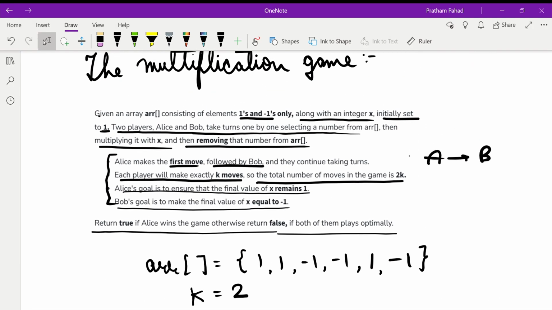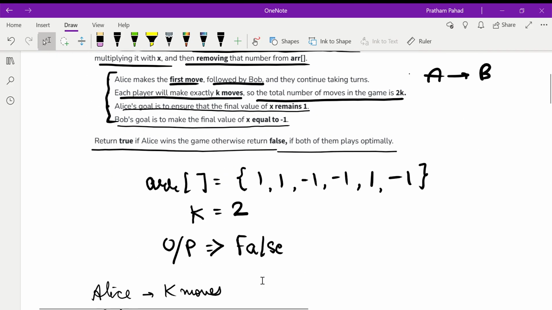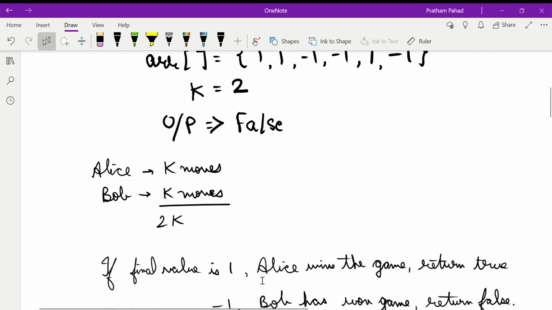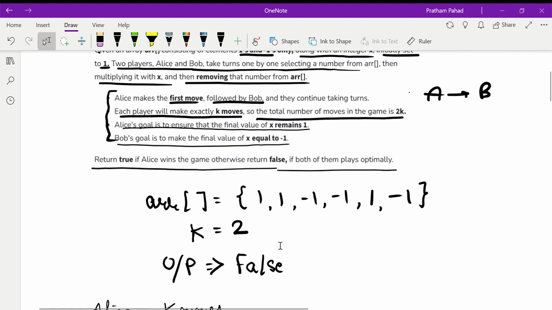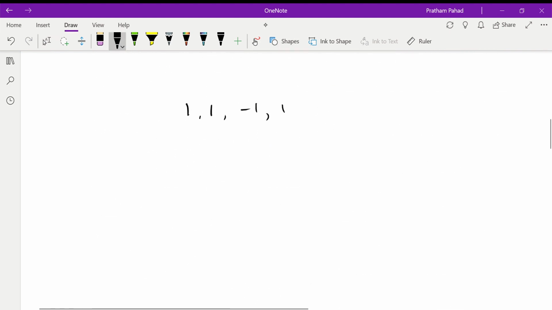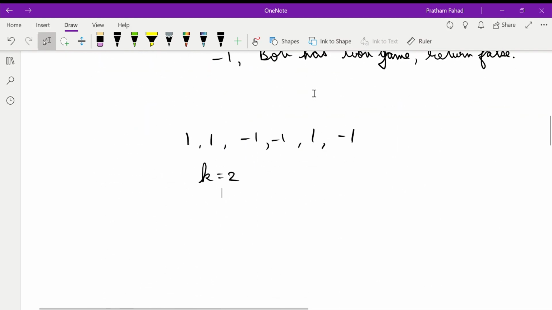Okay. So Bob will try to make the value as negative as possible, and Alice will try to make the value as positive as possible. We want to return a boolean value, either true or false. Okay. So let's see the example. 1 1 -1 -1 1, 1 1 -1 1, -1 -1 1 and -1, and our k is 2, I guess. K given is 2. Yes. So see in this.